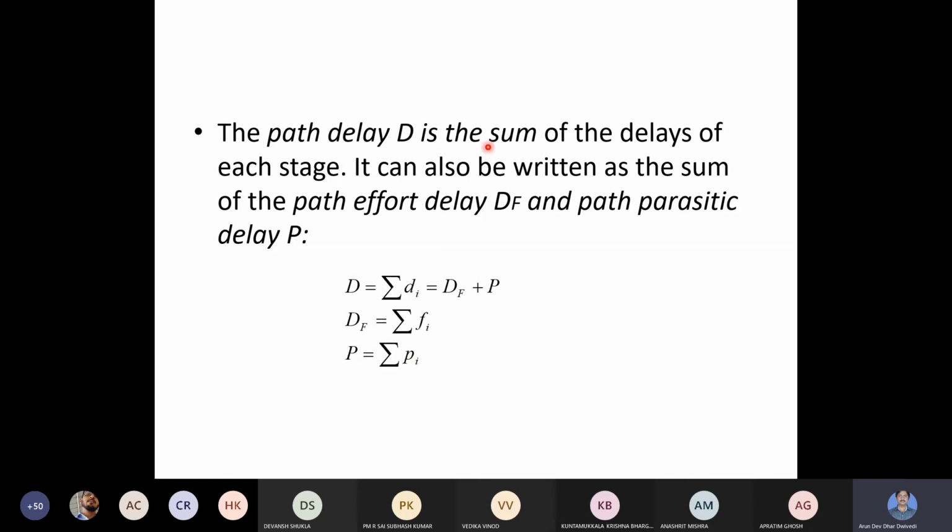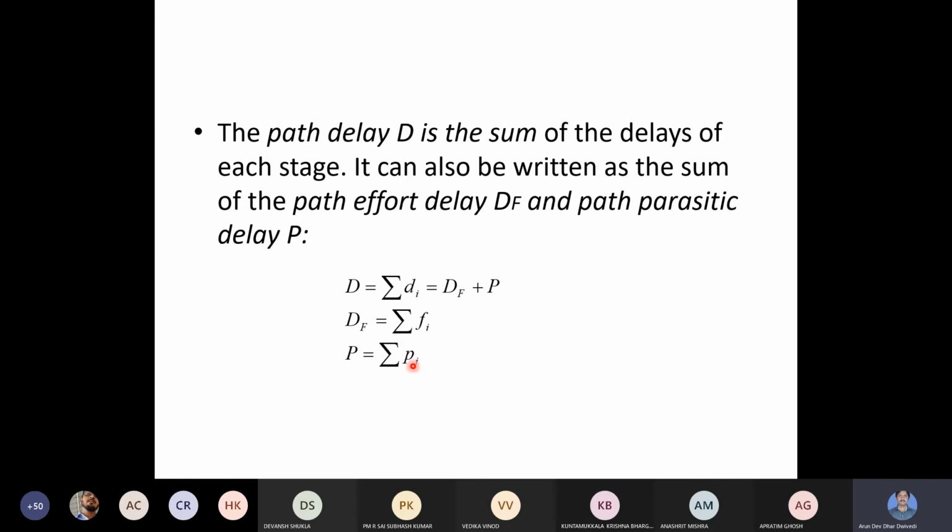So path delay D is the sum of the delay of each stage, and it can be written as sum of the path effort delay Df and path parasitic delay P. Df is defined as sigma fi, where fi equal to gi into hi, and parasitic delay P, capital P, is sigma of the pi. Because in that path so many stages are there, all the stages' parasitic delay should be added together.